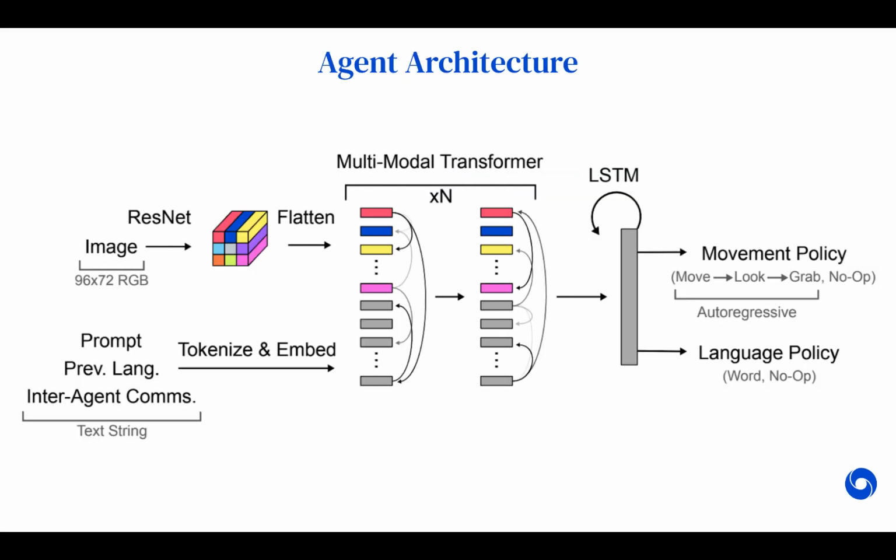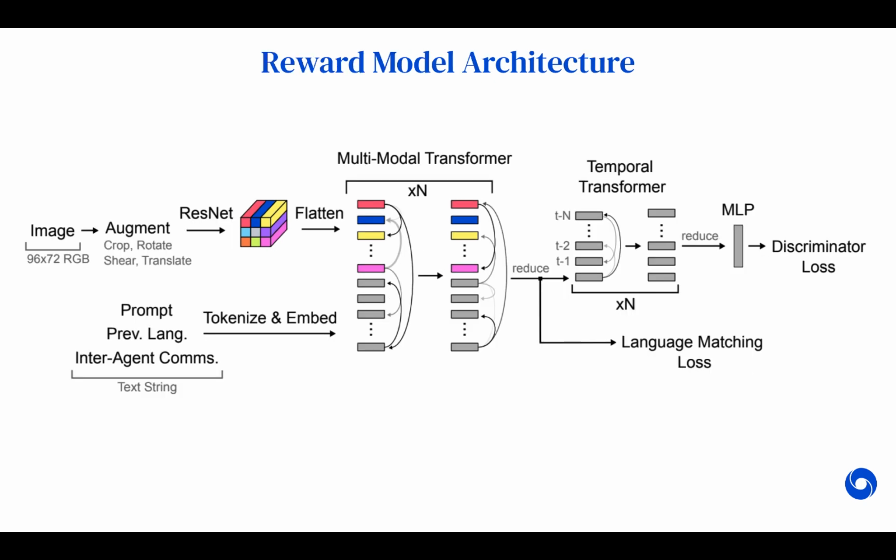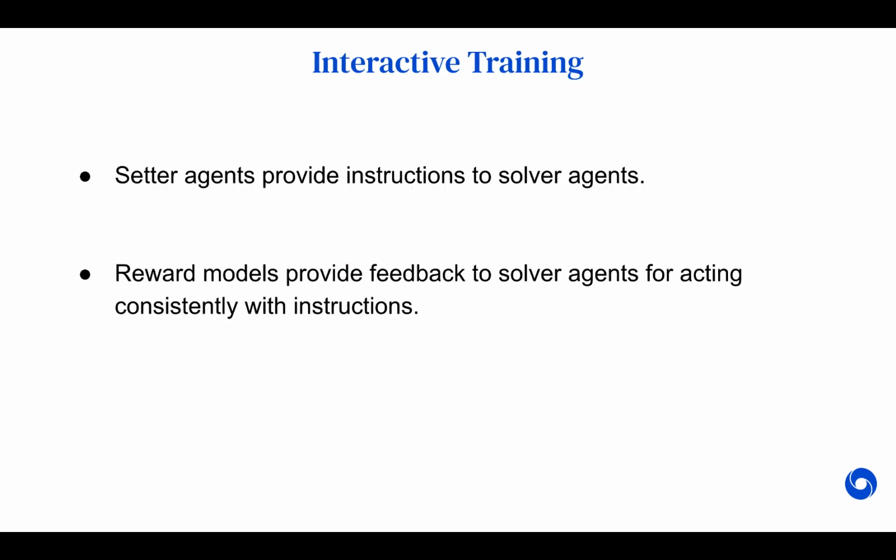Our agents received multimodal inputs of images and textual language. They produced movement policies which allowed them to maneuver through the environment, look around, and grab objects, and a language policy which allowed them to output words over time. Our reward models were similarly constructed, taking an image and language as input and putting out a reward at every time step. Our agents train while interacting with each other.